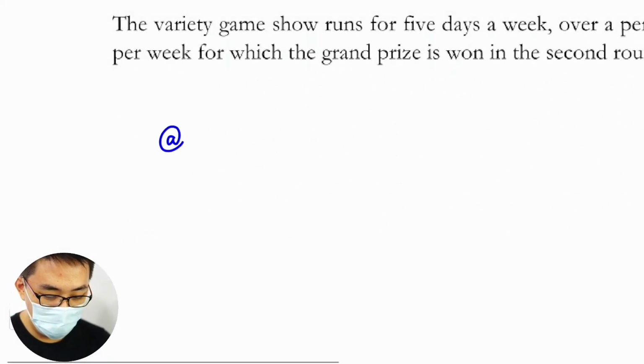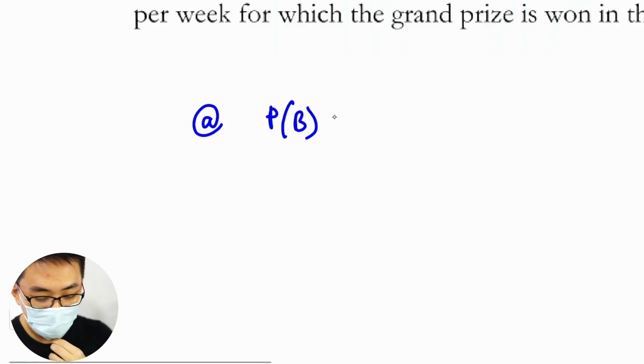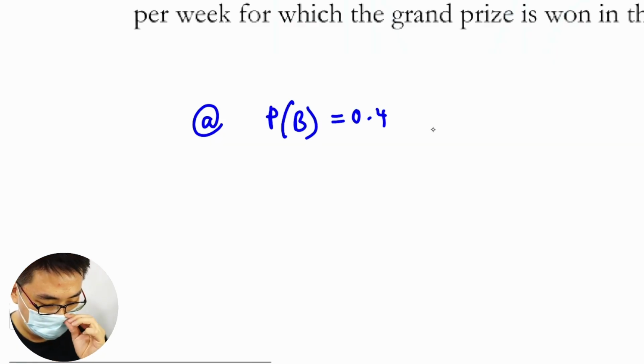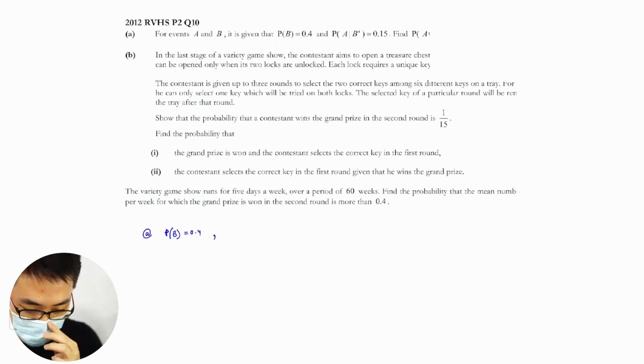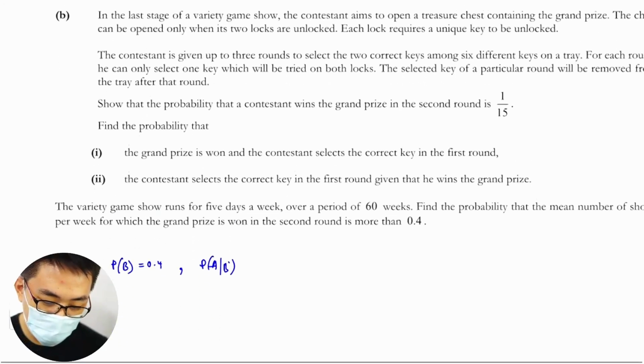For the first one, we are given that P(B) is 40%. Then the other one, P(A given B prime), is how many percent? 0.15.